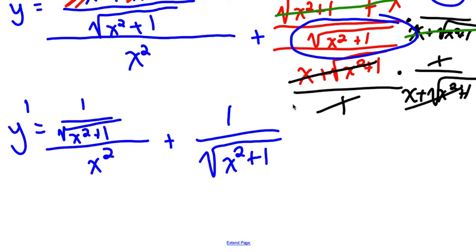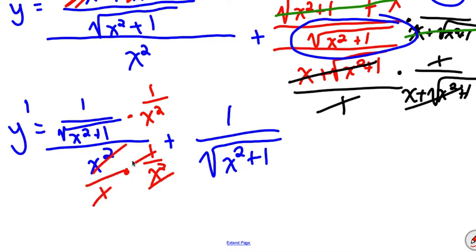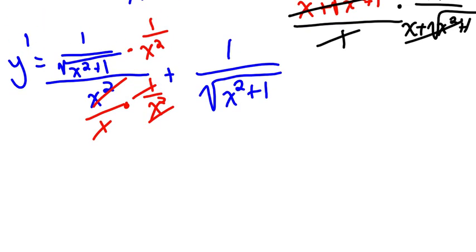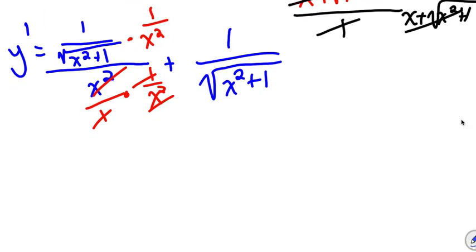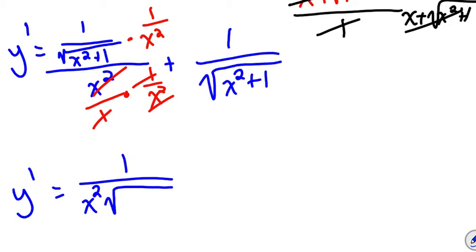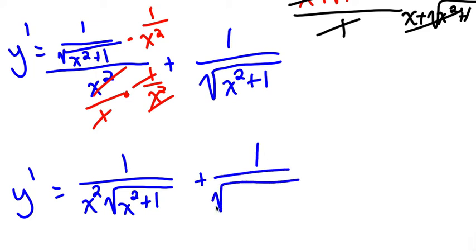Okay, I'm going to do a similar thing over here, and I'm going to multiply this by 1 over x squared. Do the same thing on the numerator, multiply by 1 over x squared. So these are gone. Let me extend this page a little bit further here. So now my next step, I have y prime is equal to 1 over x squared times the square root of x squared plus 1, plus, and this over here is just 1 over square root of x squared plus 1.